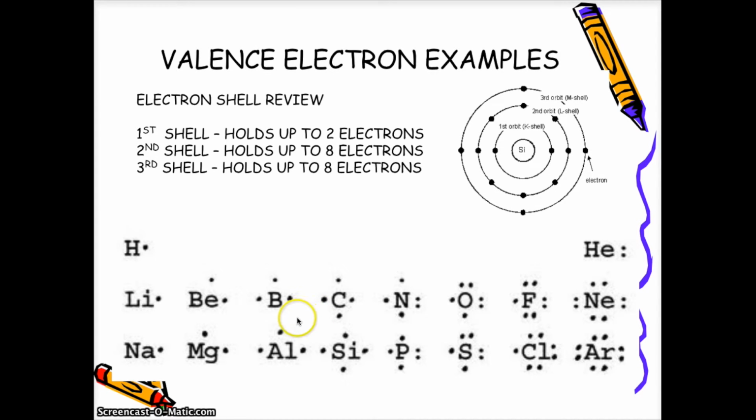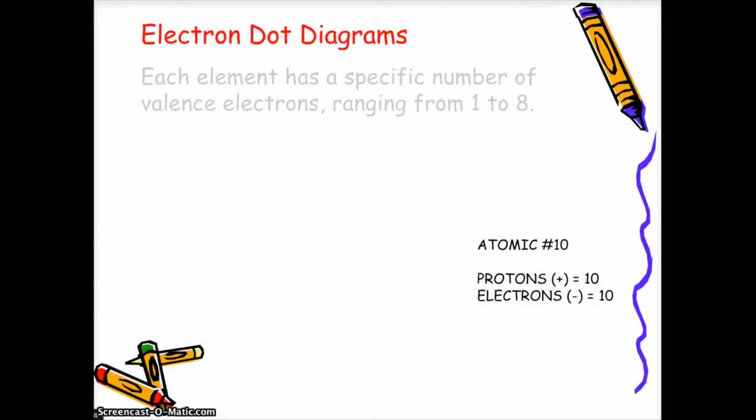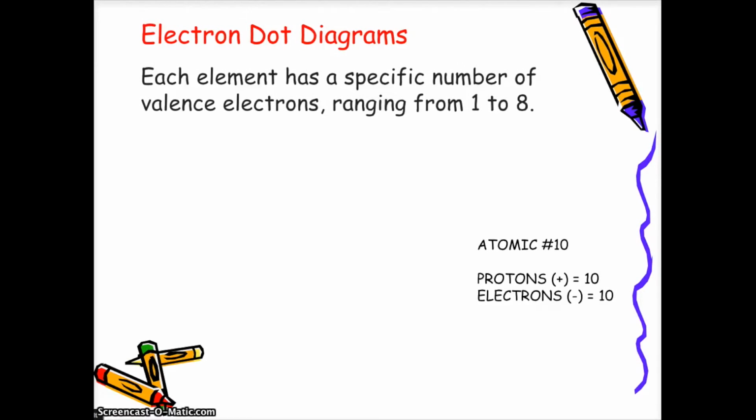So the octet rule really is that all of the atoms want to have at least 8 in the outer shell, unless of course it's one of the smaller ones and they only want to have 2 in the outer shell. And that would complete that outer shell for them. But otherwise we're looking to have a full octet, or a full 8 in the outer shell. Now, those electron dot diagrams follow specific rules. Each element has a specific number of valence electrons ranging from 1 to 8.